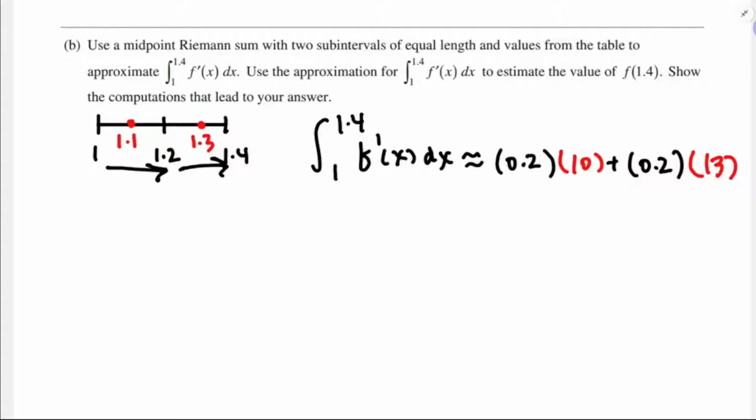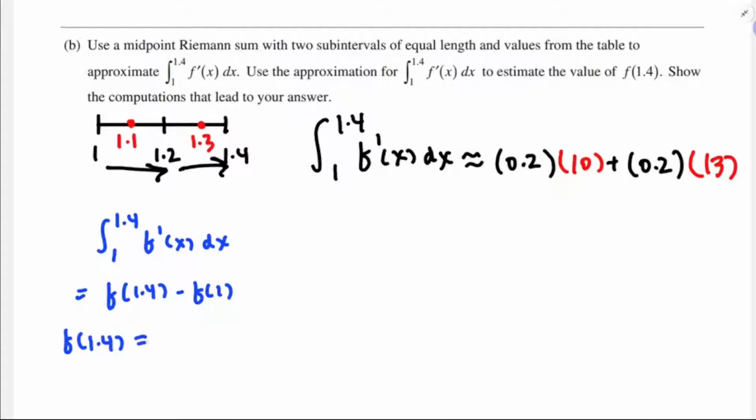Oh, wait a second. I only did the Riemann sum. So we're going to use the approximation to estimate the value of f of 1.4. Okay, so we are going to end up doing that. So the integral from 1 to 1.4 of f prime, like we were saying earlier. Probably the first thing you might think to do is say, oh, that's going to be f of 1.4 minus f of 1. So if we wanted to approximate f of 1.4, we know that f of 1.4 equals f of 1 plus the integral from 1 to 1.4.